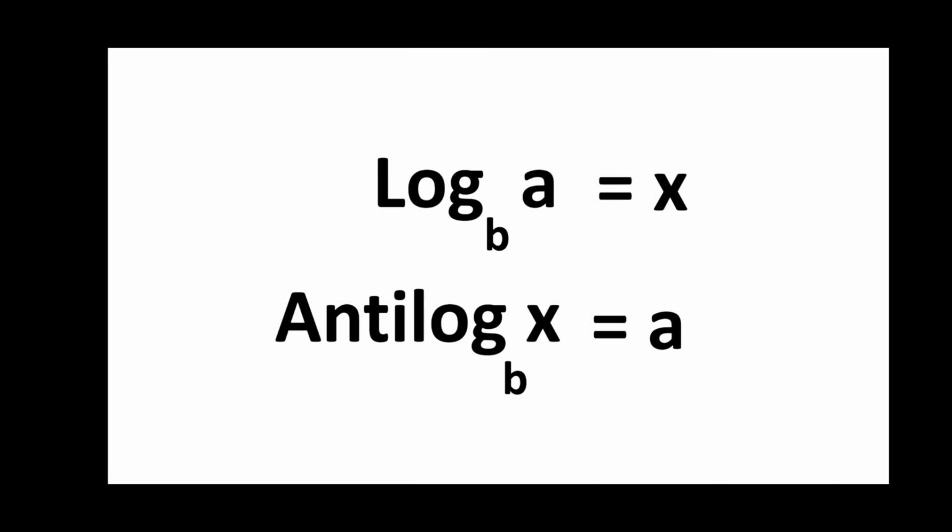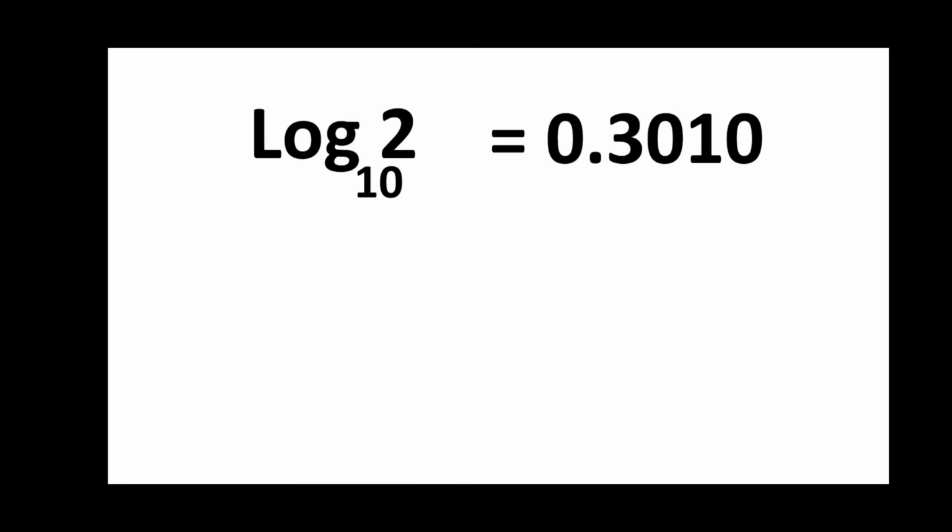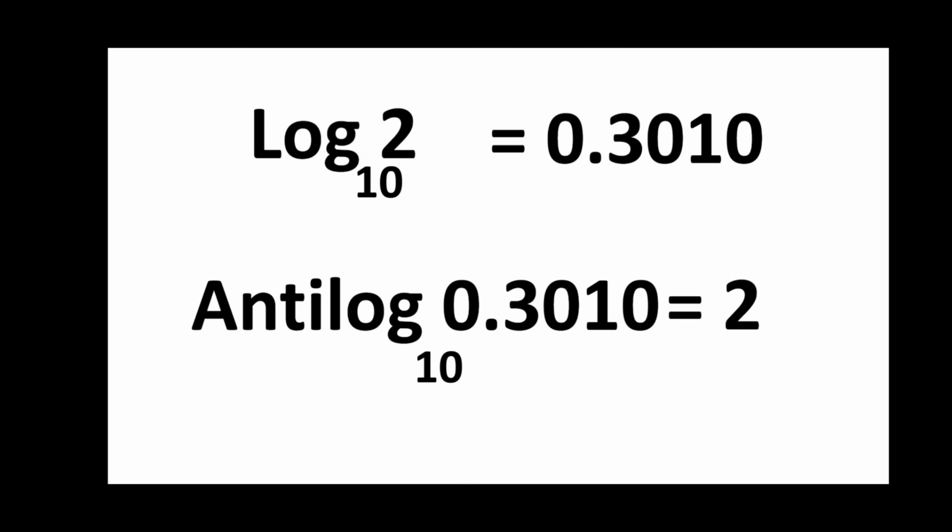Here you can see, if log of a with the base b is equal to x, then antilog of x with the base b is equal to a. Same thing, let's see with one example. If log of 2 with the base 10 is equal to 0.3010, then antilog of 0.3010 with the base 10 is equal to 2.